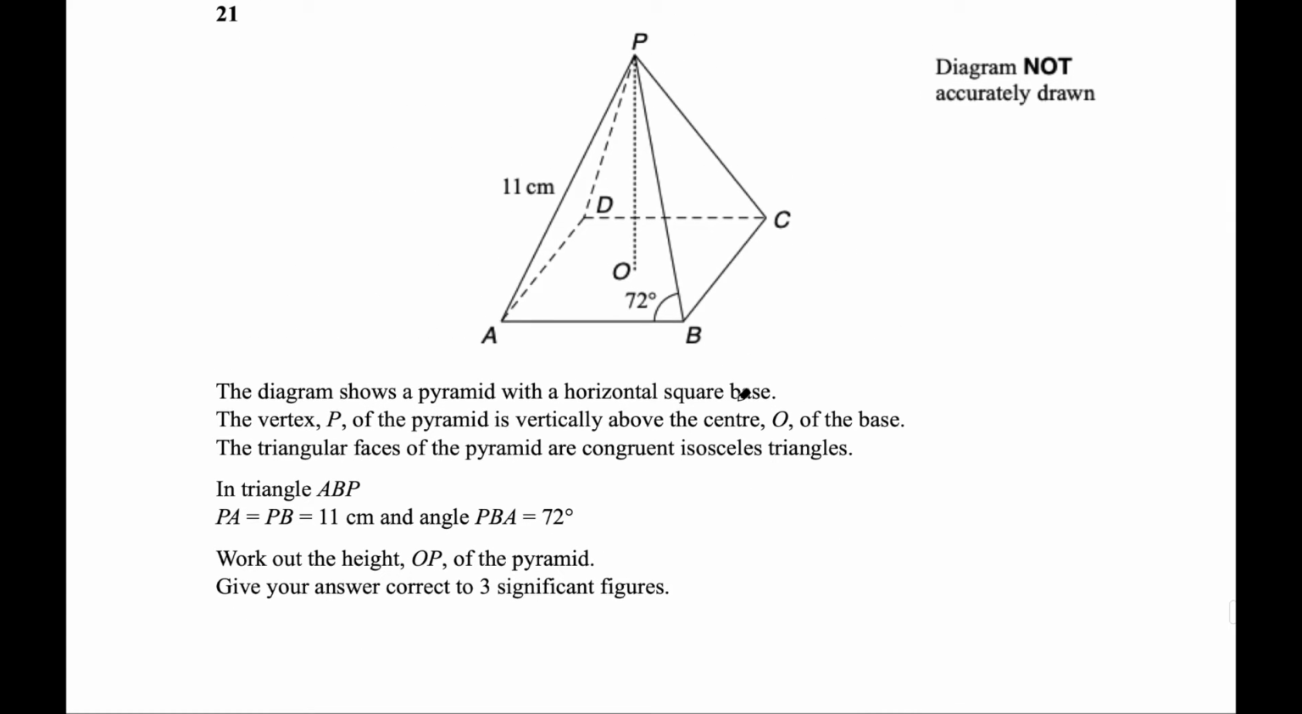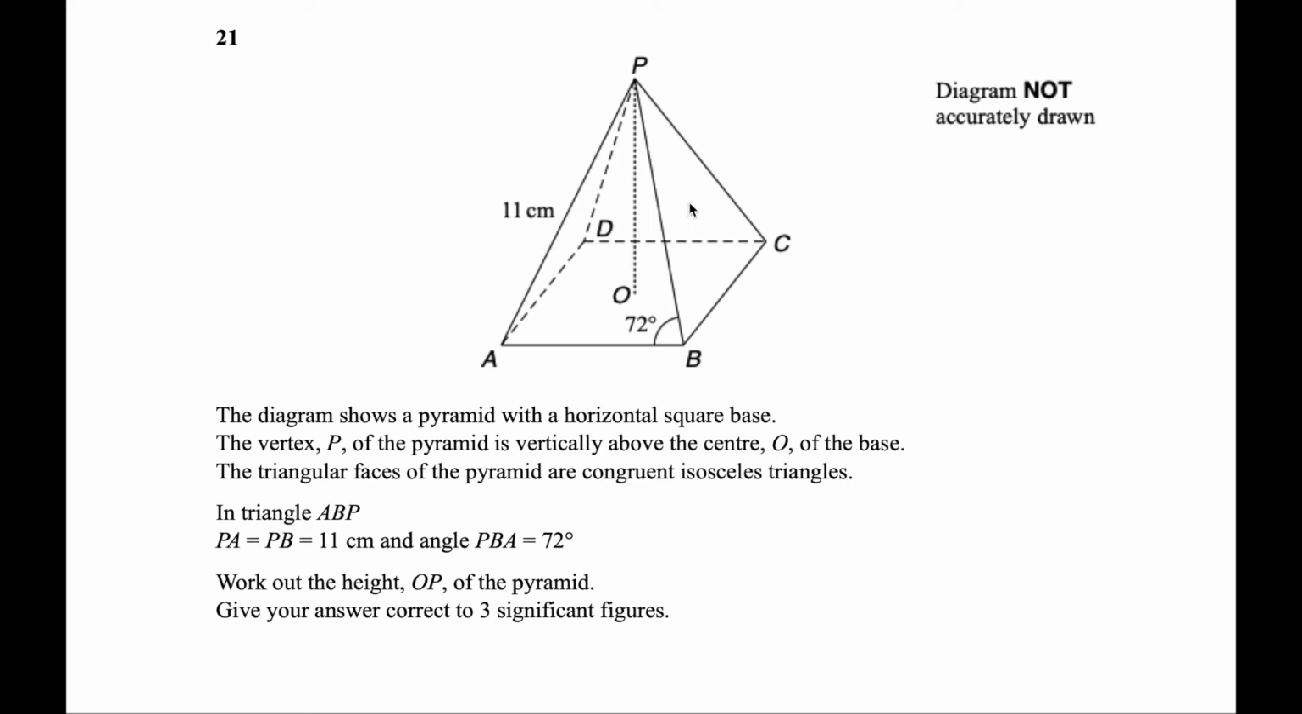Alright, on to the next one. Question 21 gives us a diagram. It says the diagram shows a pyramid with a horizontal square base. The vertex P of the pyramid is vertically above the center O of the base. The triangular faces of the pyramid are congruent isosceles triangles. In triangle ABP, that's that face there, PA equals PB. Okay, so that means that those two sides are equal. Equals 11. Okay, they've already drawn that one.